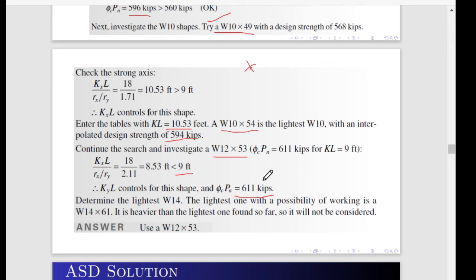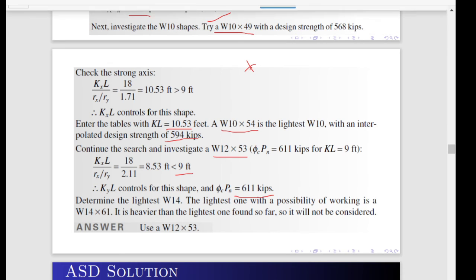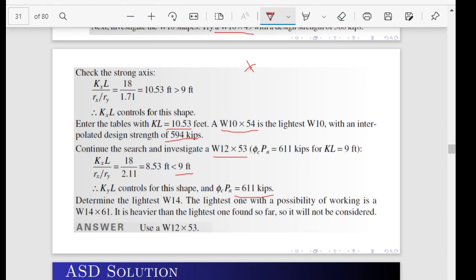Then, again, we have not finished the table because we still have W14. Determine the lightest W14, which is the last table. The lightest one with the possibility of working is W14 by 61. It is heavier than the lightest one found so far, so it will not be considered. Still, let us look at the W14. Now, remember, we assume again the weak direction, which is KL equal to 9 feet.